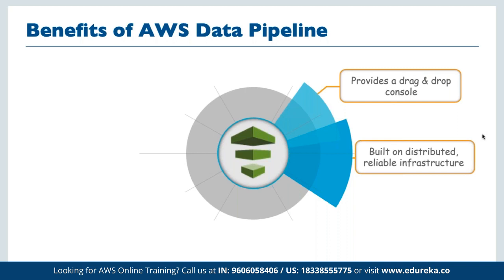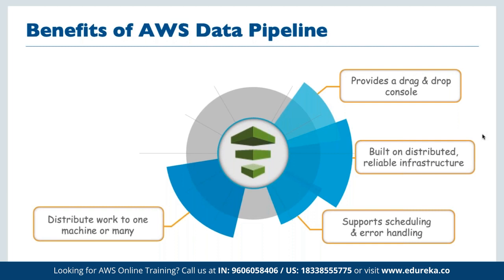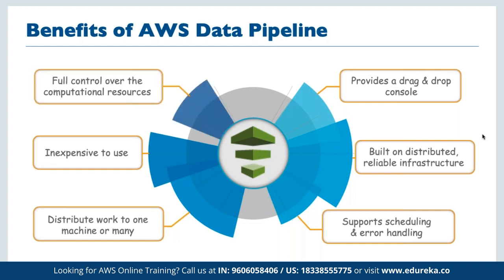Because for large applications, the downtime matters a lot. If they are large applications and they observe downtime of even a few seconds, then they are going to suffer a big loss. And then it supports scheduling and error handling. It simply distributes the work to one machine or many. It is inexpensive to use, and it offers control over computation requirements.